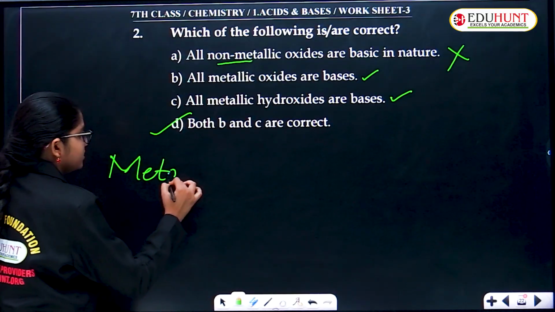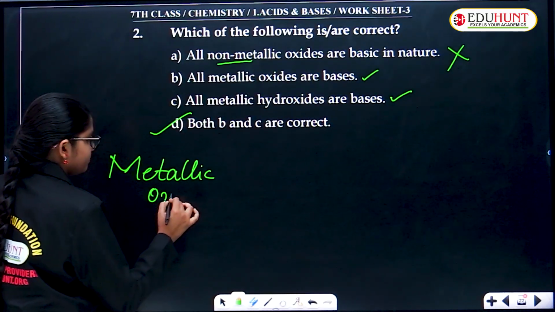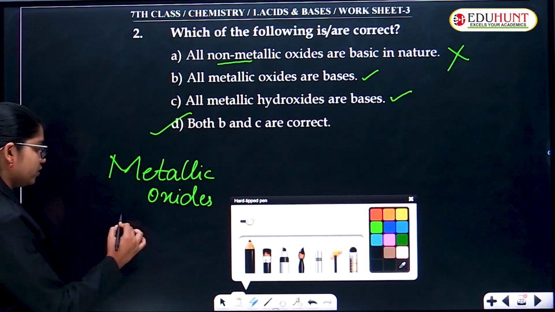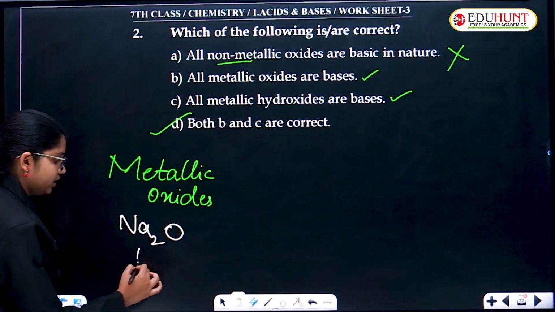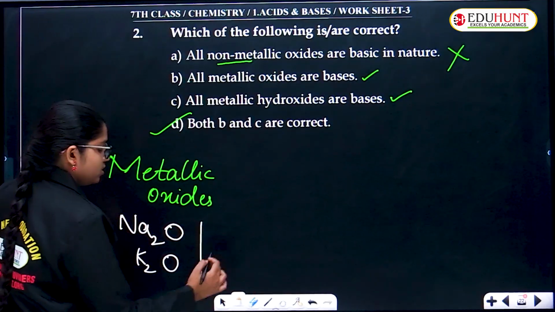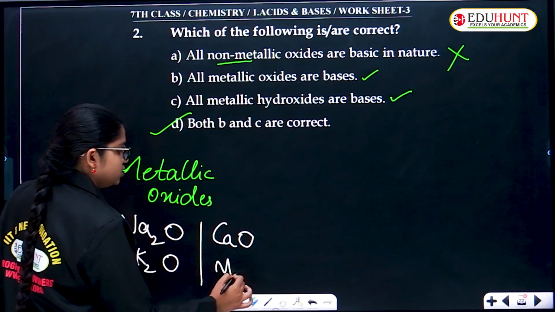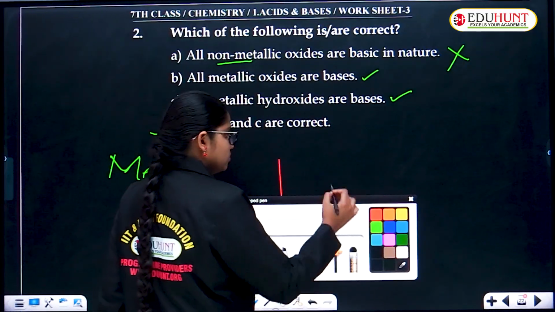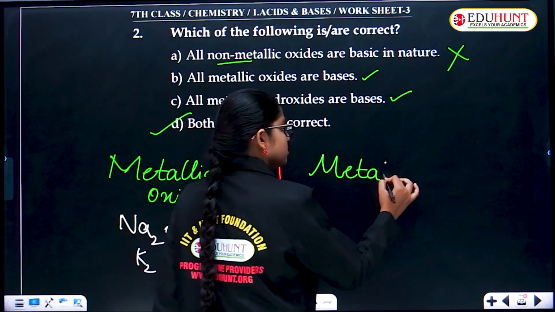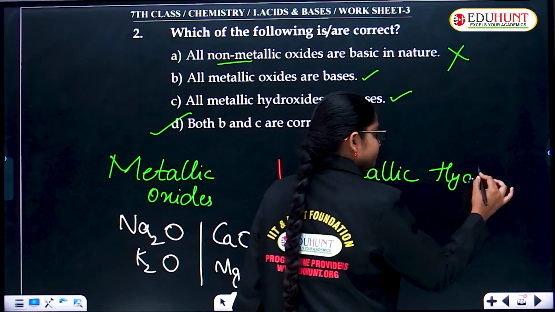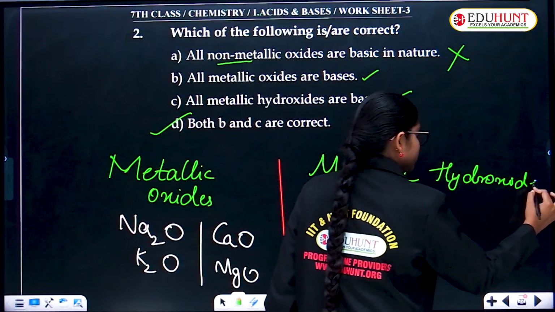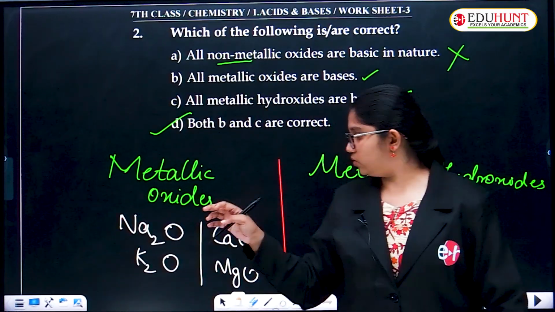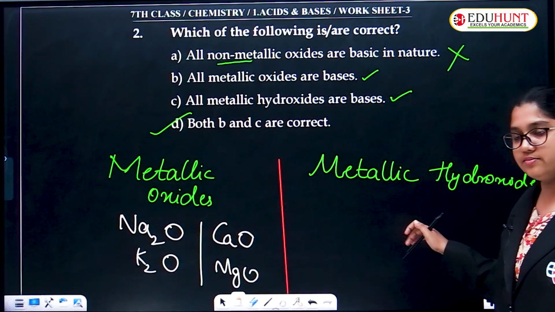No. Okay. What are metallic oxides? Examples? Tell me. Very good: Na2O, K2O, CaO, MgO. All these are examples of metallic oxides. What about metallic hydroxides, children? Give me the examples of metallic hydroxides one by one. Here it is Na2O, no? That is a metallic oxide. What about metallic hydroxide?